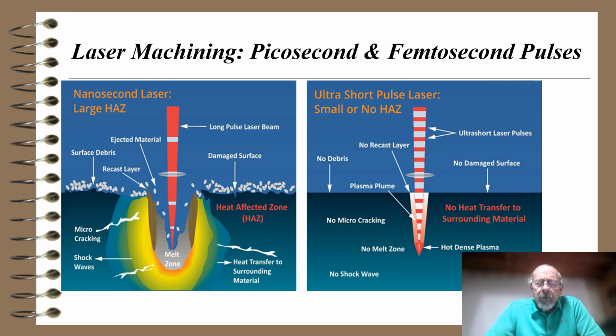If we use ultra short pulse lasers, we have a smaller heat affected zone. We don't see any micro cracking, no shock waves. What happens is no debris, no recast layer, and we tend to have a very nice well-drilled hole with no melt zone, a hot dense plasma down the bottom of it, and no micro cracking, as I mentioned before. So who makes picosecond and femtosecond pulses for lasers?